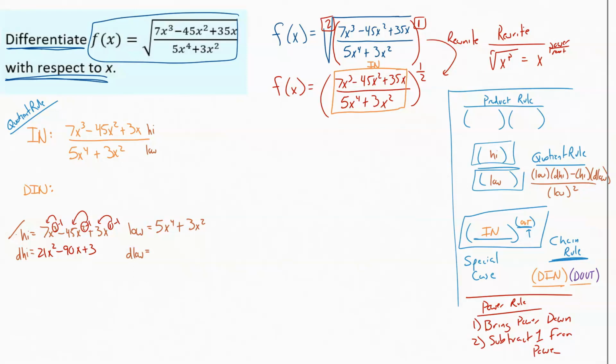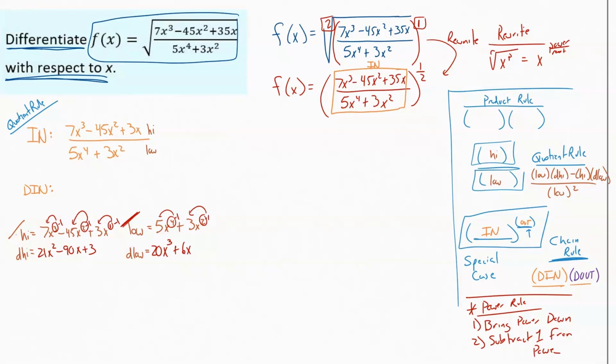Then we go over to the low side and we play the exact same game. Looking at this low chunk, how do I take the derivative of that? Well, again, that's just a bunch of stuff being added and subtracted, so that again is just going to be our power rule. So we bring the power down. We get 4 times 5 gets us 20x. Subtract 1 from the power gets us x to the third. Bring the 2 down. 2 times 3 gets us 6x. Subtract 1 from the power gets us x to the first.